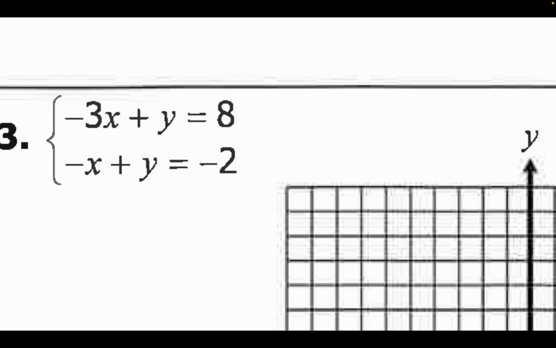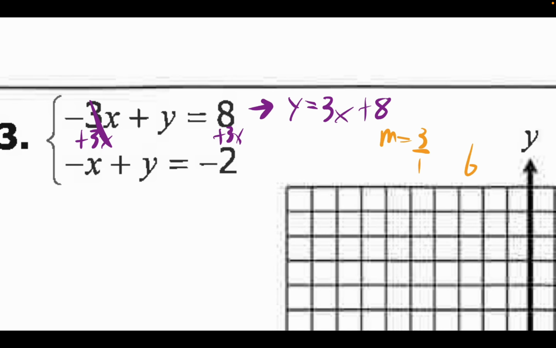So in this top equation, y is being added with the -3x. I can undo that by adding 3x to both sides. And I get y equals, I can't combine 8 with 3x, but I do want to write the 3x first before the 8, as I just write them next to each other, because it goes y equals mx plus b. And so now I can establish that the slope here is 3, or 3 over 1, and the b is 8. So I can go ahead and graph that.